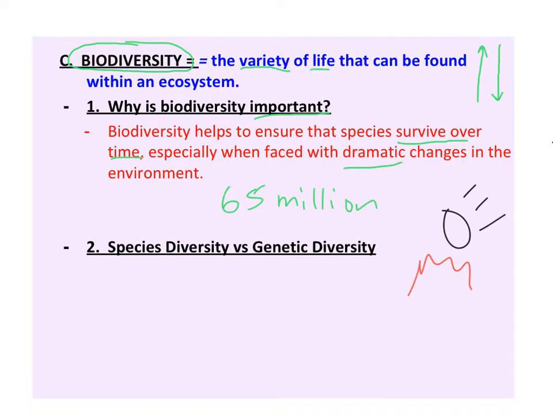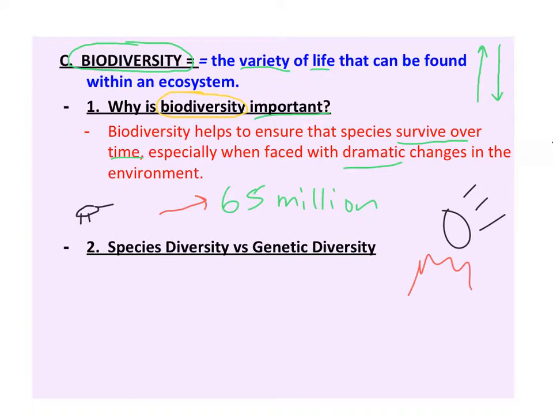But there were other animals on Earth other than just dinosaurs 65 million years ago. There were tiny little mammals, kind of like little mice. Our relatives, they were around. They were small and they survived. They did not die. So it was good that there was not just dinosaurs on the Earth 65 million years ago. It was good that there was biodiversity, because if there wasn't, all life on Earth would have ended. But some things were able to survive that asteroid impact.